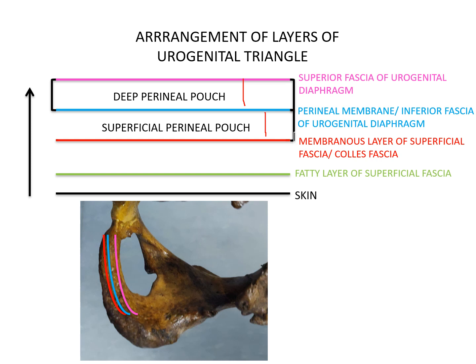So, the deep perineal pouch is covered by a fascia above. It is called the superior fascia of the urogenital diaphragm. It is covered by a fascia below. It is called the perineal membrane. So this fascia covers the inferior aspect of the deep perineal pouch, and it may be called the inferior fascia of the urogenital diaphragm.